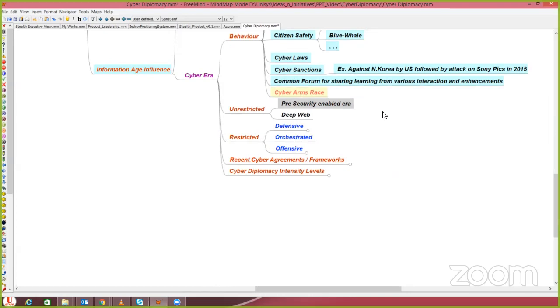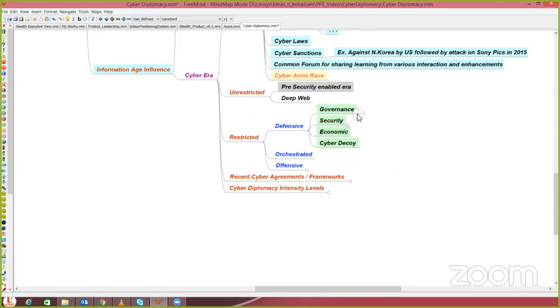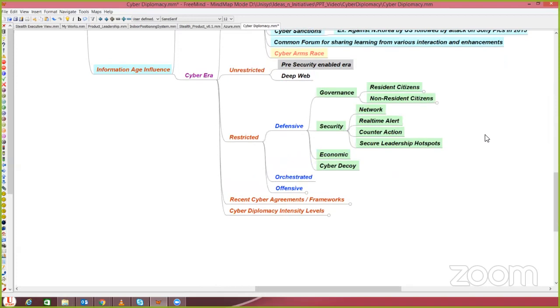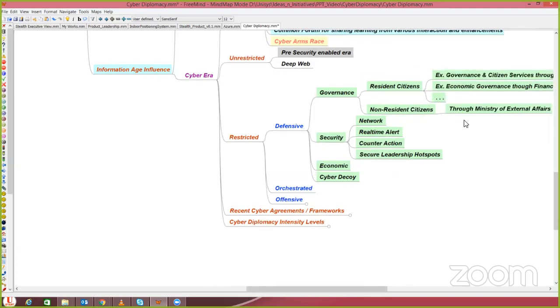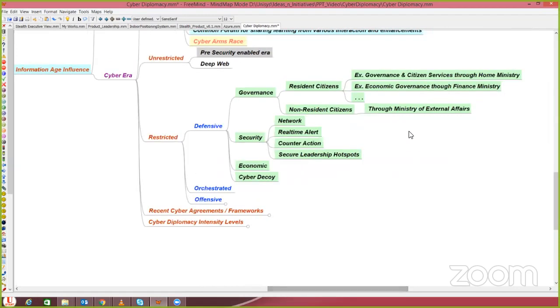In the restricted cyberspace, we have many places where we see the effect of diplomacy with the cyberspace, and we see that governance in various forms for both resident and non-resident citizens is actually done through cyberspace. That is again a form of, or it generates, data for diplomacy around the world for individual nations to work with. For example, we have the Ministry of External Affairs, which takes care of non-resident citizens, and in India we have the Home Ministry and Finance Ministry, who take care of various aspects of resident citizens.